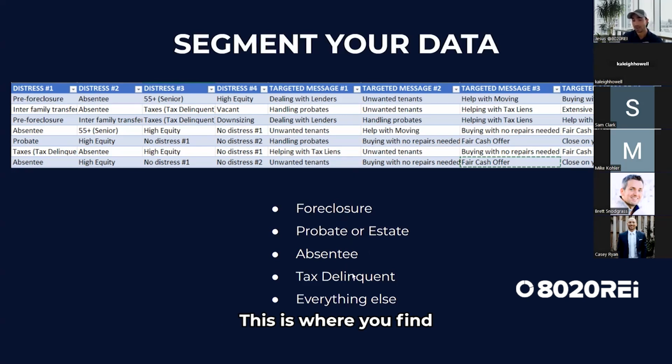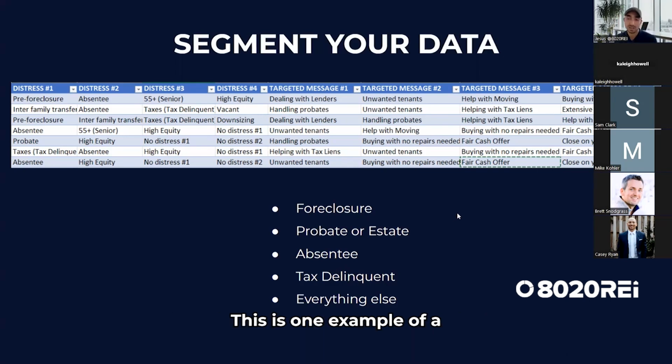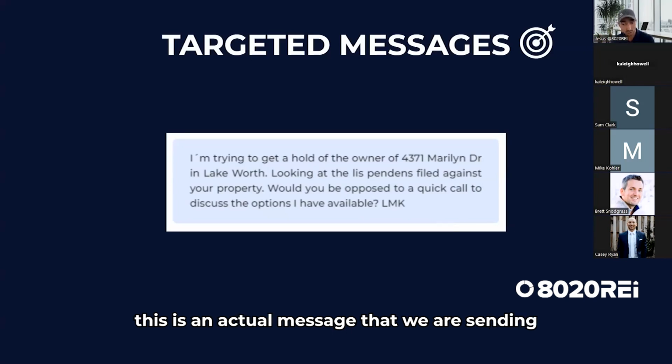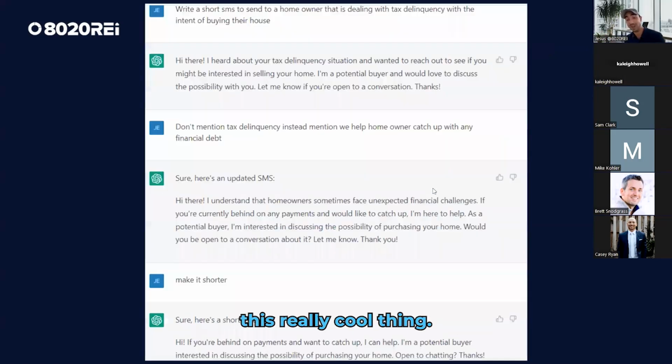This is where you find a significant increase in your response rates, in your lead rates. People understand why you're texting them, and it needs to be subtle. And I'll show you a couple of examples here. This is one example of a really good target message. We talked about this last week. This is an actual message that we are sending to foreclosure properties. These are properties where we are getting the freshest source possible. We're sending this text message. It works really well. So this is why I want to show you this really cool thing.